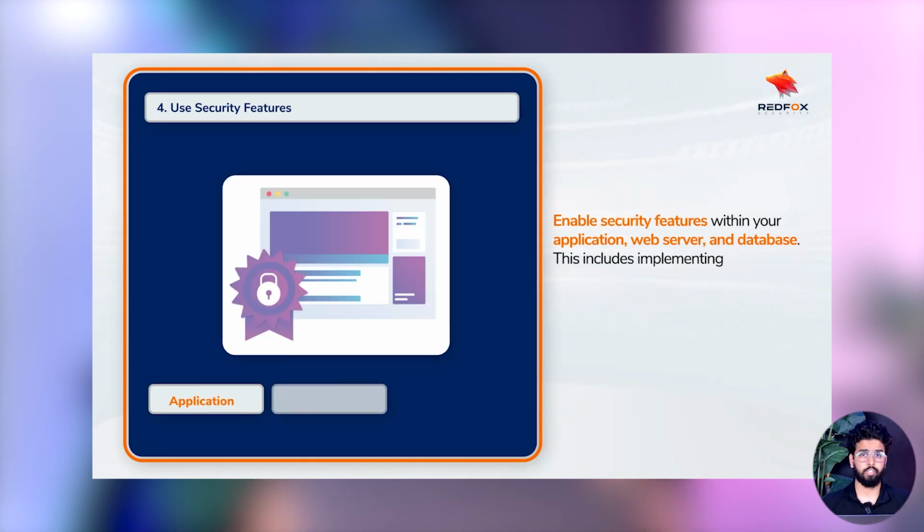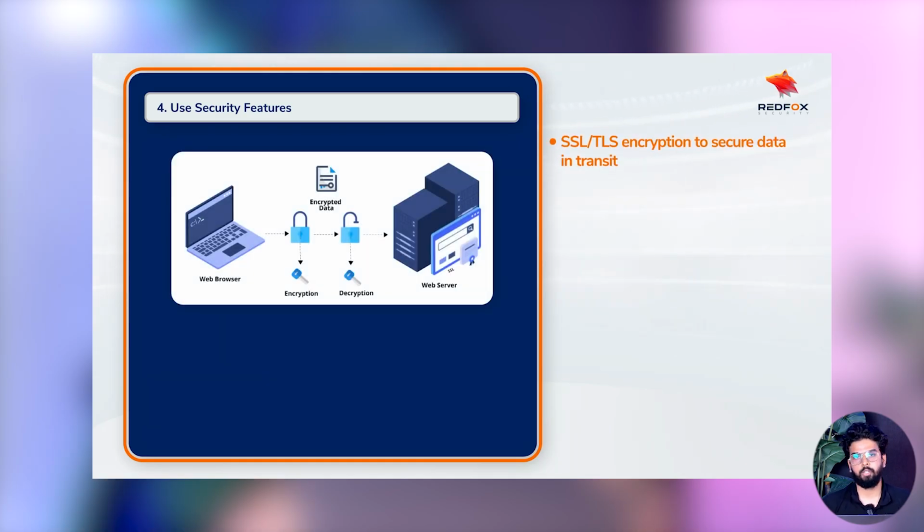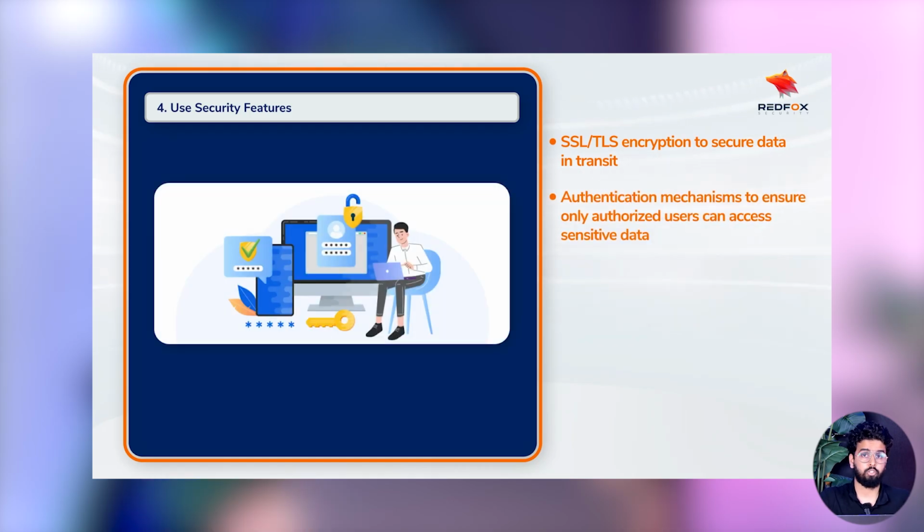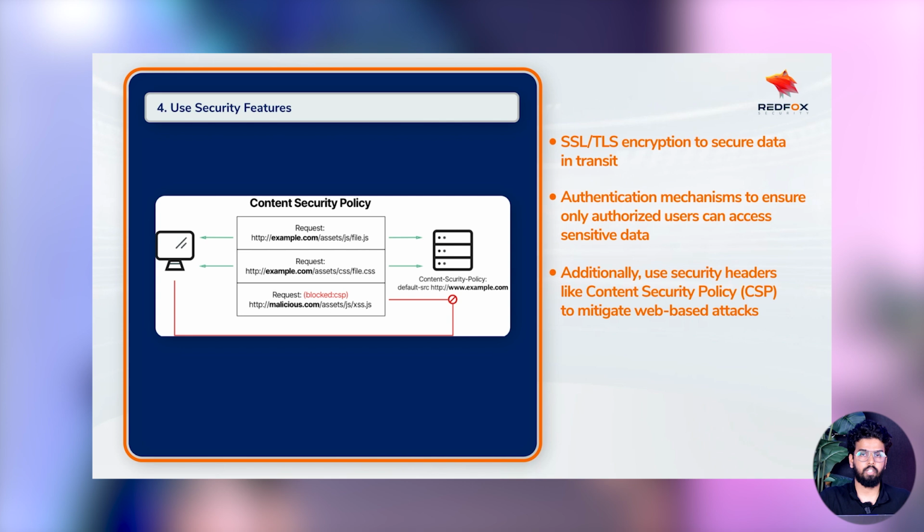Fourth one is using security features. Enable security features within your application, web server, and database. This includes implementing SSL/TLS encryption to secure data in transit, authentication mechanisms to ensure only authorized users can access sensitive data. Additionally, use security headers like content security policy to mitigate web-based attacks.